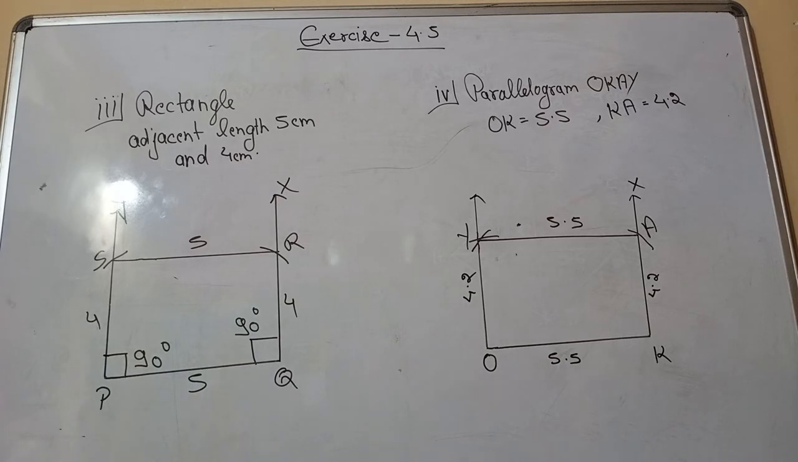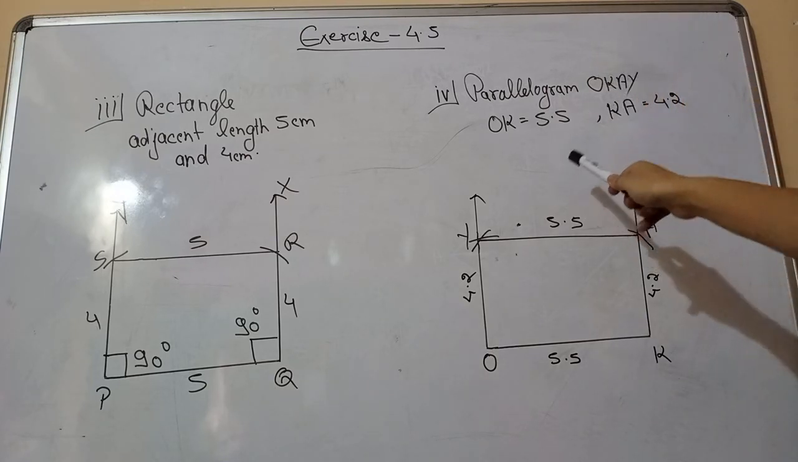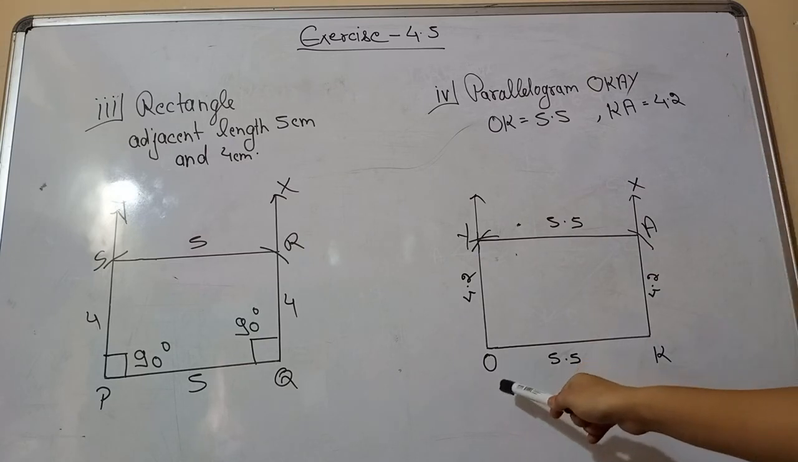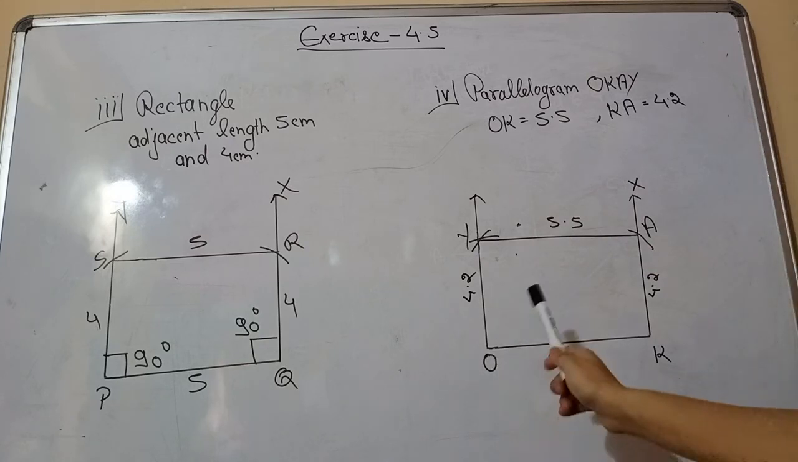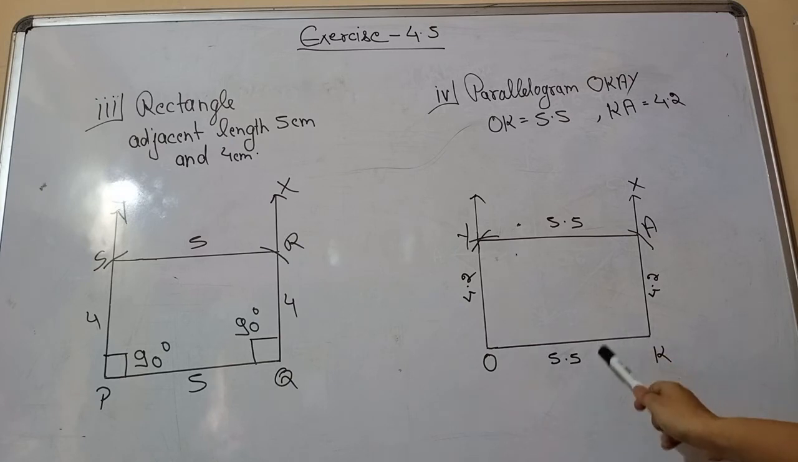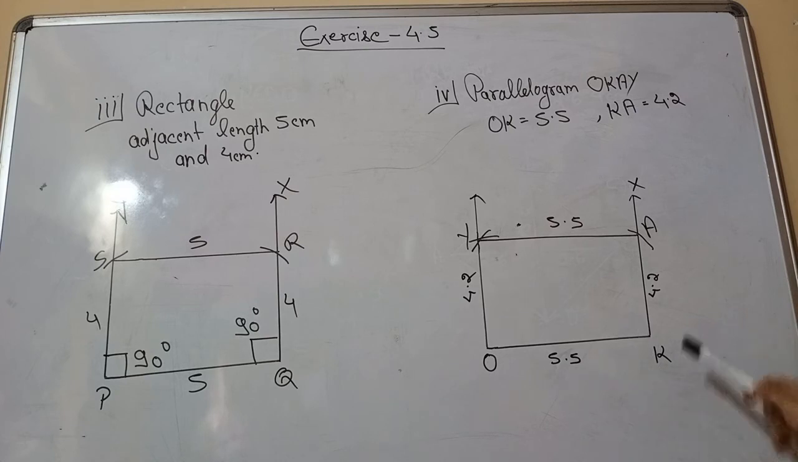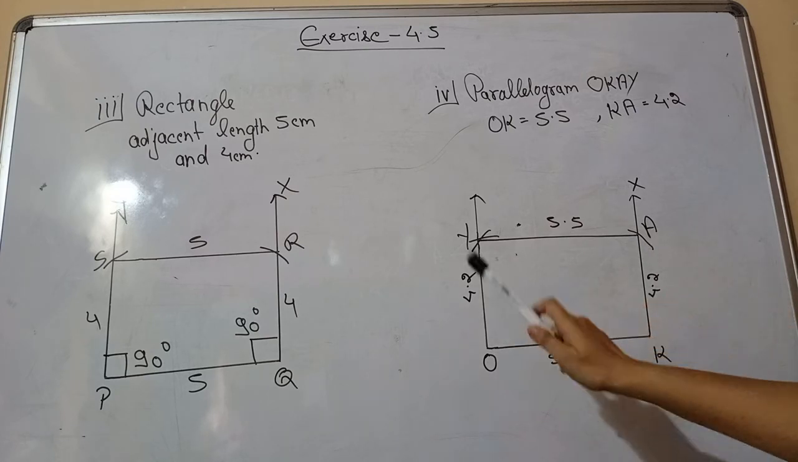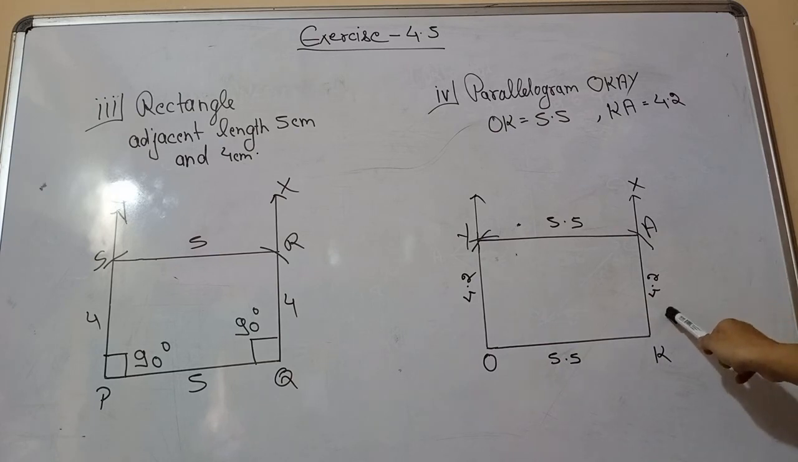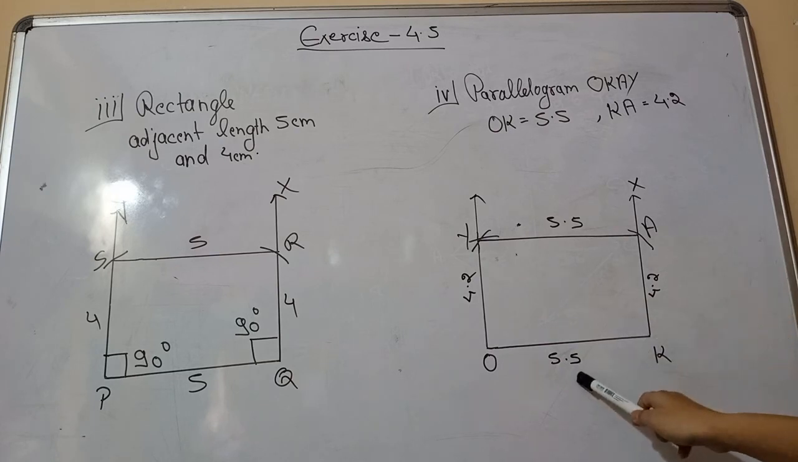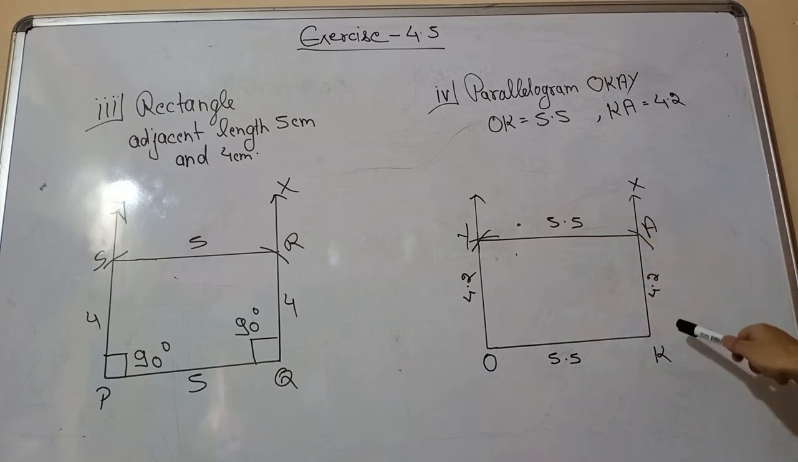Okay. After that, what is given in the fourth option? Now see, in the fourth option we have to construct a parallelogram where two sides are given. The first one is OK and the second one is KA. So let us first draw the baseline, or base side, which is OK, 5.5 centimeters, using a scale. Draw OK 5.5 centimeters. Next step, we have to construct a line segment of 4.2 centimeters. Why? Because two side lengths are given.